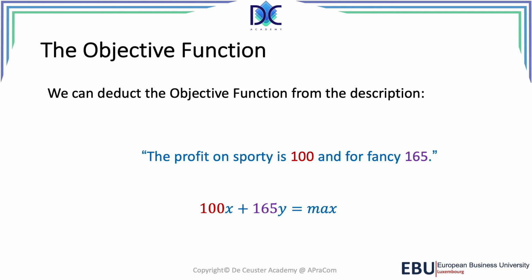The objective function we got from the description: the profit on sporty is 100 and for fancy 165. So we can say 100x plus 165y is maximum. And that's in fact the equation that we're going to maximize.